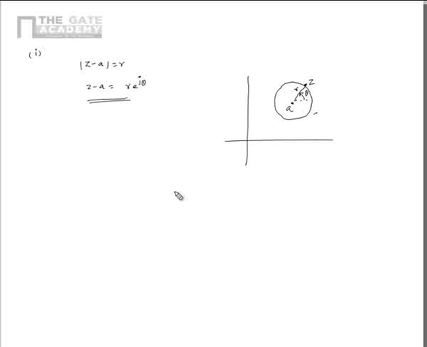So this is your curve C, which is represented like this. Now I need to evaluate this as dz by z minus a along the curve. So let's evaluate in terms of polar coordinates instead of Cartesian.